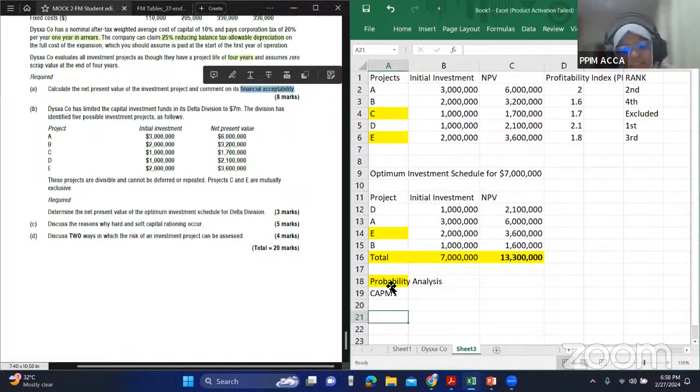So if you want to incorporate risk into investment appraisal, these are the 2 techniques that you can use. Okay. So let me talk about the CAPM first, capital asset pricing model. What are the types of risk you can incorporate in CAPM? You can incorporate business risk and financial risk. Okay, what is business risk?